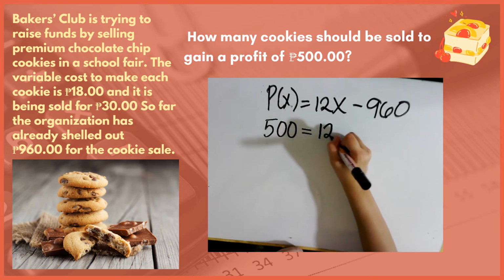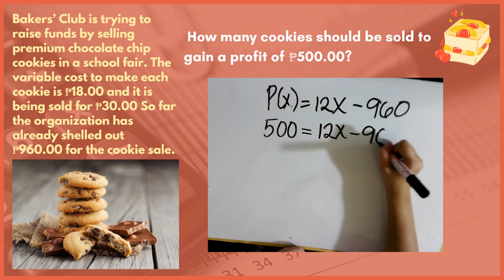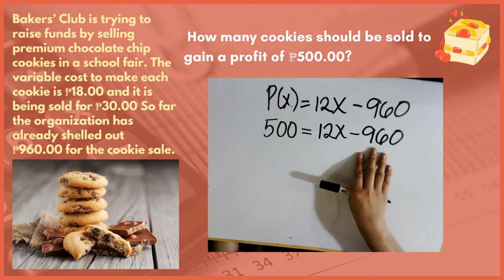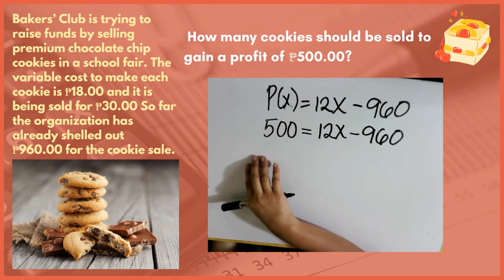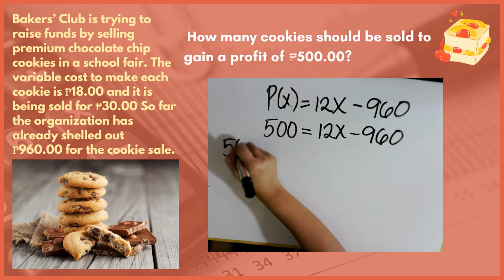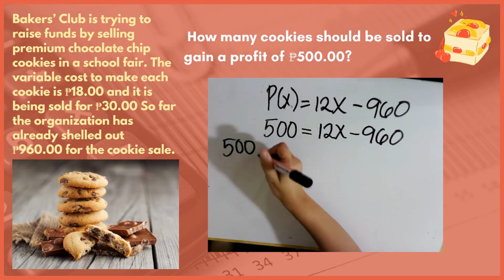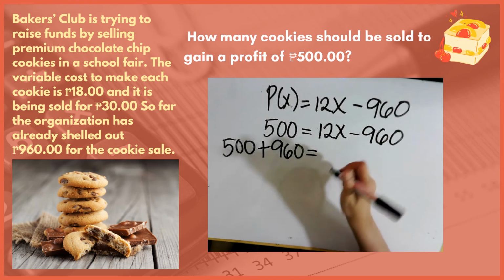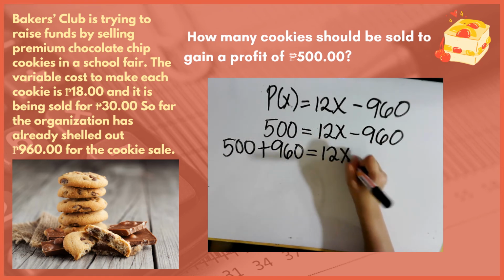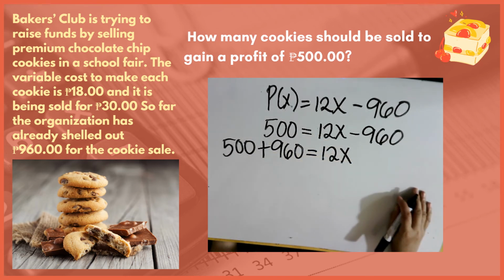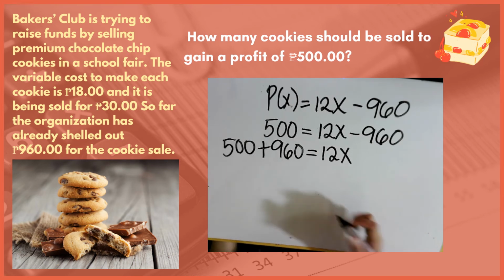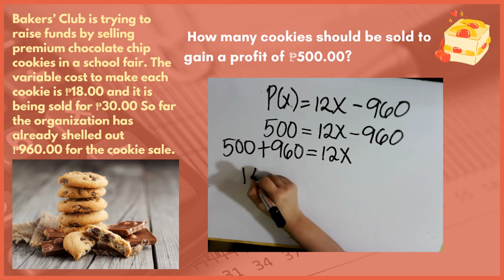So, copy natin 12x minus 960. Same lang sa kanina. So, si negative 960 transposed to the left side. So, we will have 500. From negative, it will become positive 960. And then, 12x. Copy lang si 12x. Ayan. So, next is to add this. 500 plus 960 is equal to 1,460.